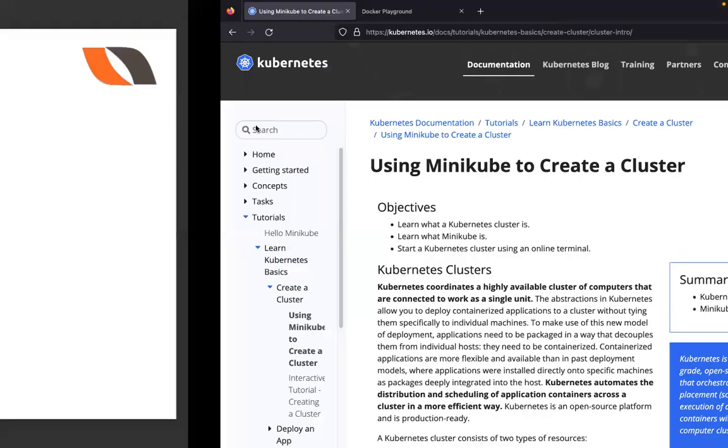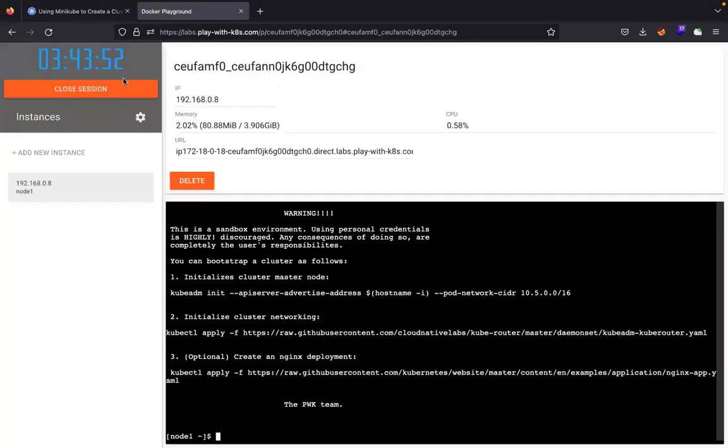For example, there's a website called labs.playwithdocker. Okay, this is one website. Then the other website is this one. So this is play with K8s. So play with K8s is play with Kubernetes. So just like play with Kubernetes, we've got play with Docker.